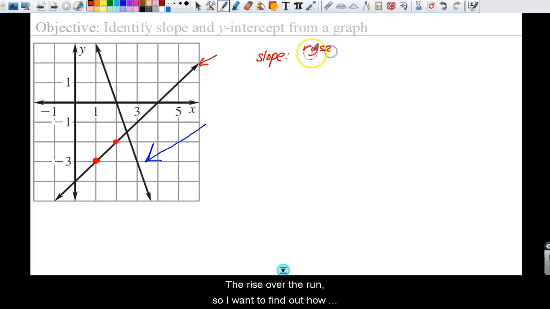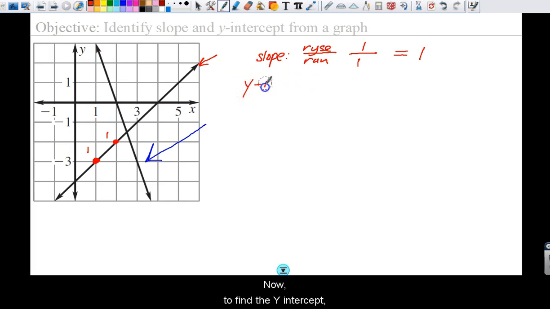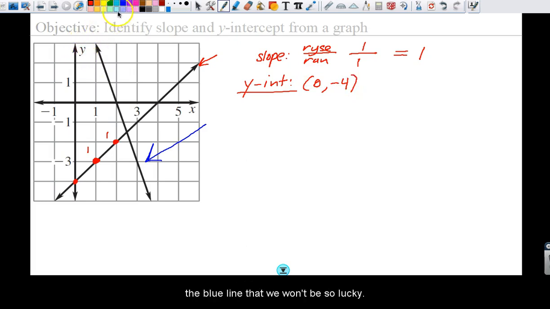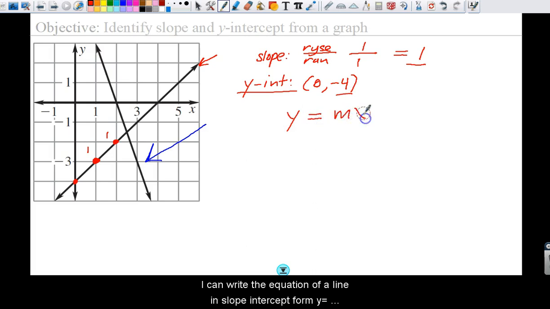So I want to find out how much I go up divided by how much I go right. It looks like my slope in this case would be 1 rise and 1 run. So my slope is 1 for the red line. Now to find the y-intercept, sometimes you'll be lucky and you can just see it on the graph. You can see that the y-intercept is (0, -4). However, we'll see that on the blue line we won't be so lucky.